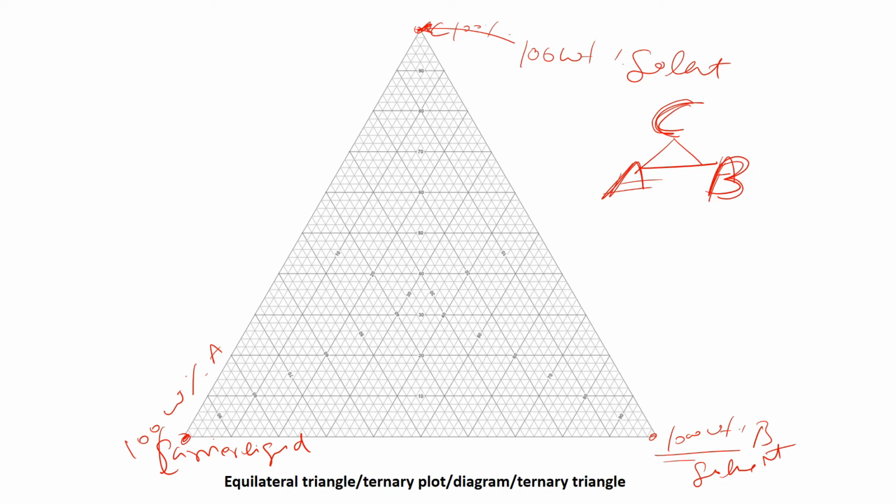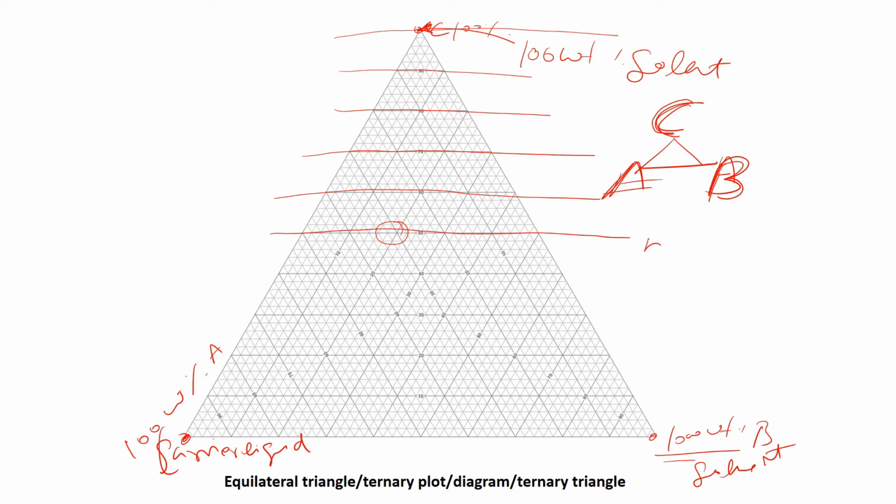And then, how to read the equilateral triangle. Let's take some point randomly, maybe this point. What do you see here? I said this is your 100% C, this is your 90% C, this is your 80% C, 70% C, follow the line wherever I'm drawing, 60% C. So this line corresponds to 50 weight percentage, 50% of your C, the solute. And then you have this line. So what is this line? Just plot.